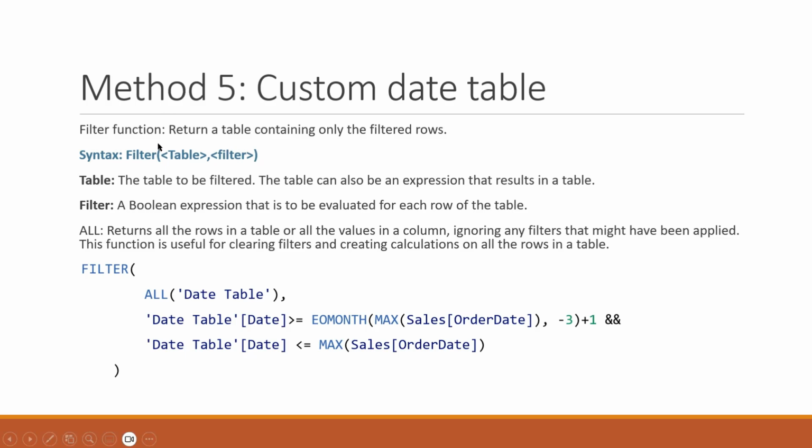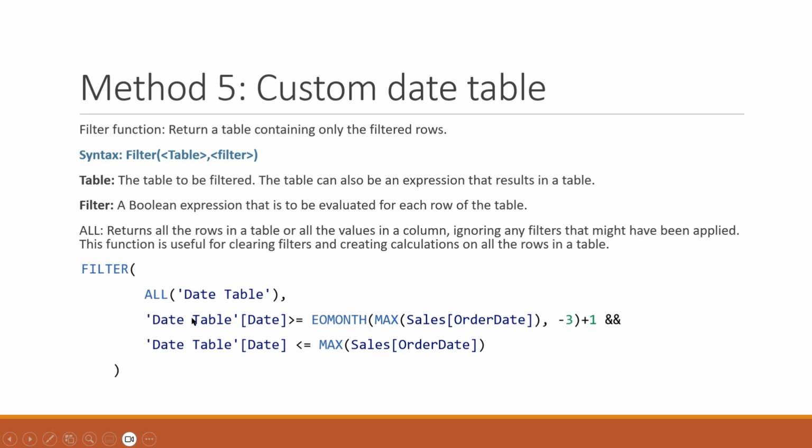The FILTER function returns a table containing only the filtered rows. Here you can see it is filtering our rows. The syntax of FILTER has only 2 parameters, table and filter. The table is the table to be filtered; it can also be an expression that results in a table. And the filter is a boolean expression that is evaluated for each row of the table.